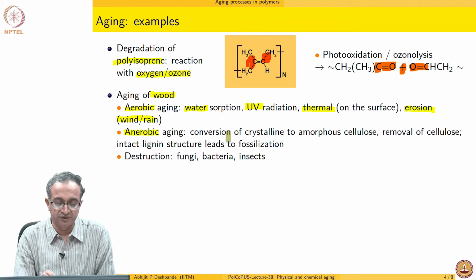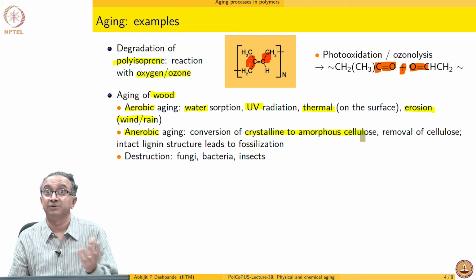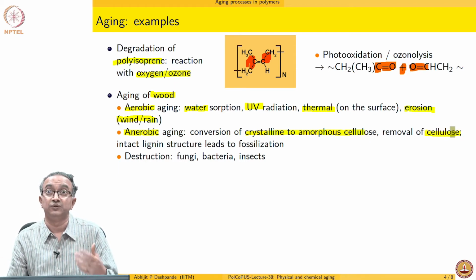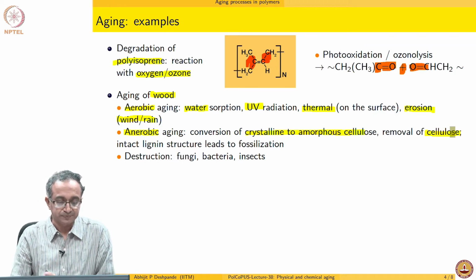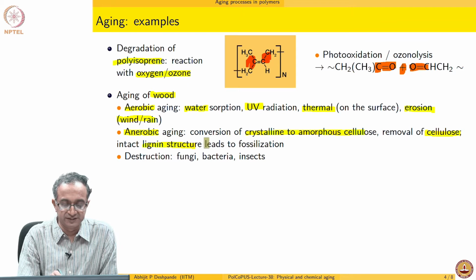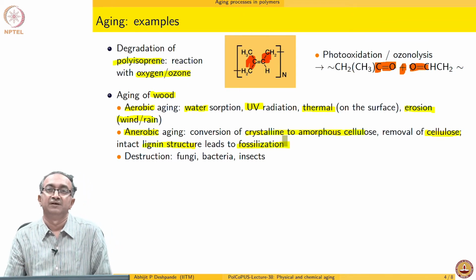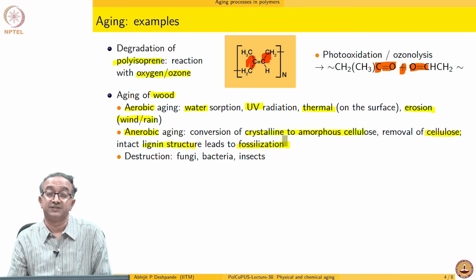Anaerobic aging, on the other hand, would be physical aging, where there may be transformations from amorphous to crystalline and so on. There may be slow removal of cellulose based on the breakdown of hydrogen bonding structures. And of course, eventually the lignin structure leads to fossil, and that is how we know fossils are formed, and the fossil fuel that we get is due to these anaerobic aging processes that happened in geological time scales.